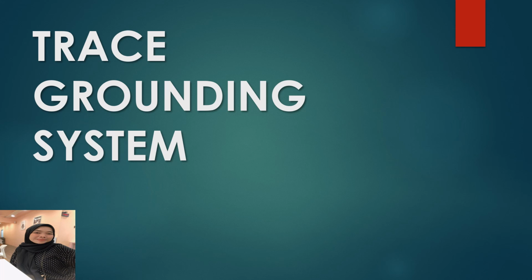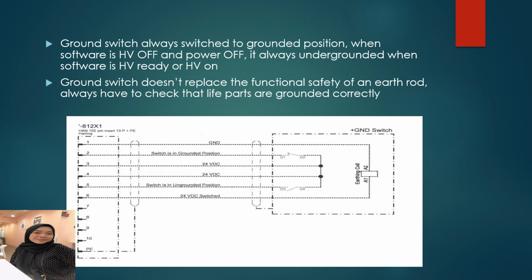The next is the trace grounding system. The ground switch always switches to the grounded position when the software is HV off and power off. It is ungrounded only when the software is HV ready or HV on. The second point is that the ground switch does not replace the functional safety of an earth route. Always check that live parts are grounded correctly.